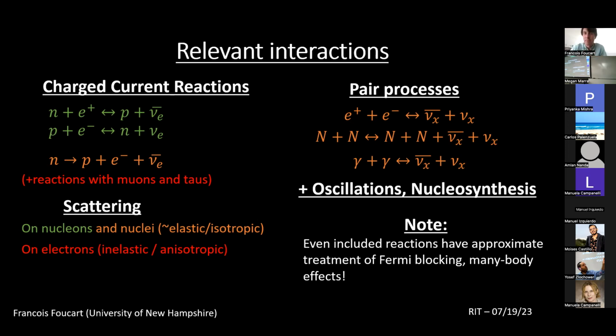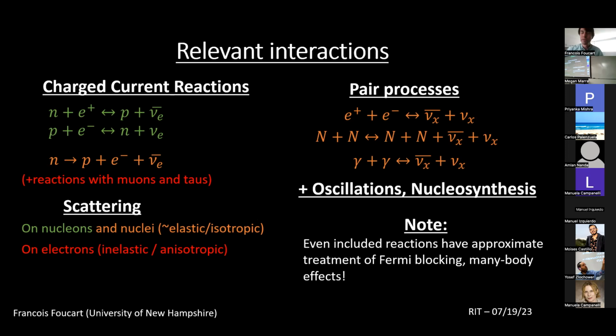But the reason these reactions are important is that they are going to be one of the main determinants of the diffusion rate of neutrinos through your system. The main determinant of the diffusion rate for muon and tau neutrinos, and kind of at the same order as those emission and absorption reactions for the electron type neutrinos.